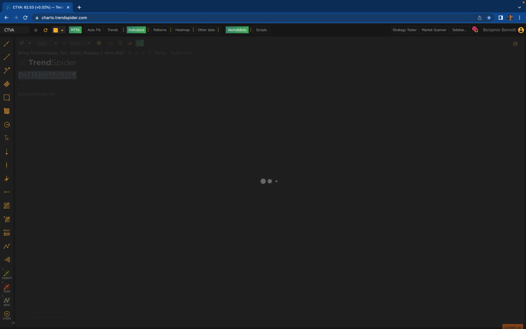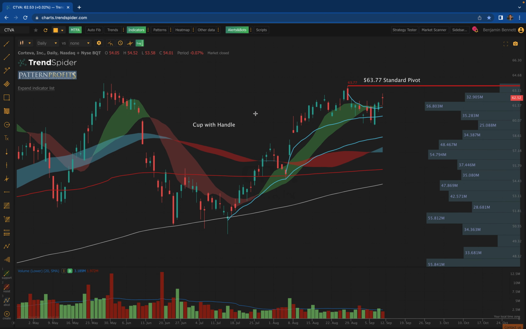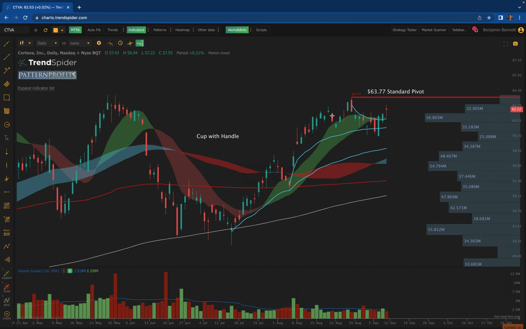Going to take a look at CTVA, this one in fertilizer, cup with handle pattern, 63.77 is that standard pivot. Nice day there on Friday. Even though that's red, it was a nice move. It just closed below the open. Just below you have that anchored VWAP off of the high, 10-20 cloud there, kind of at the low.